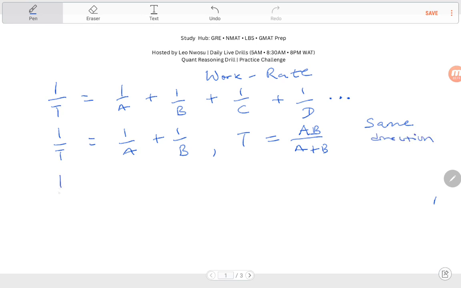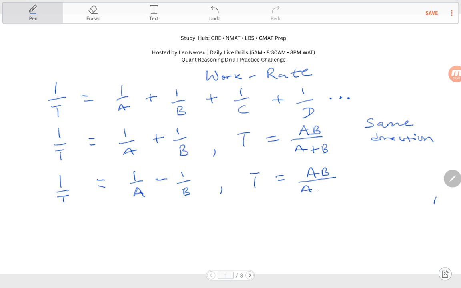Another one. Let's say two machines or two people are working in opposite directions. Opposite direction here means maybe one is trying to fill a tank and the other one is trying to empty it. So this changes to negative, that's all. 1 over A minus 1 over B.